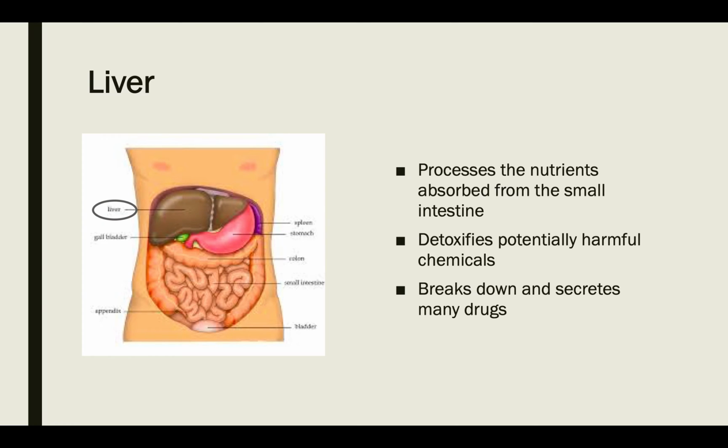Next, we'll talk about the liver. So the liver processes the nutrients absorbed from the small intestine. Then it detoxifies potentially harmful chemicals, and it breaks down and secretes many drugs. So here's a picture of our liver. Looks like it's right there, and right here is your stomach, and there is the spleen right there beside the stomach. And there's this little thing that's your gallbladder, which is what we will talk about next.